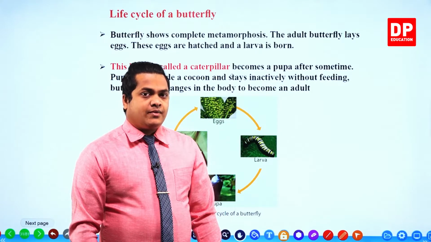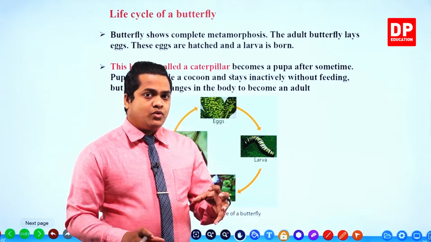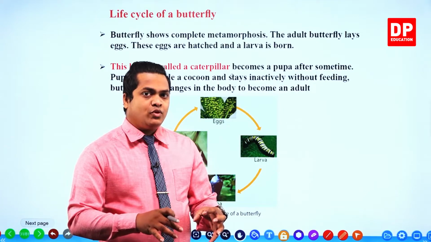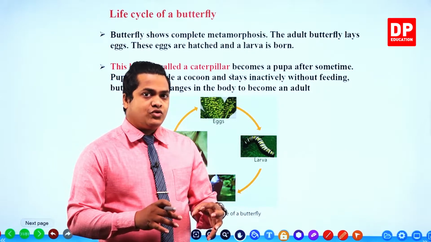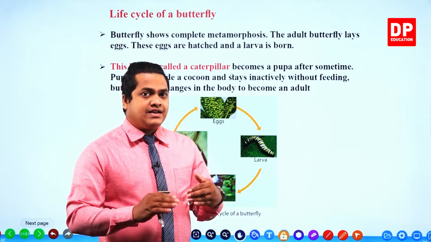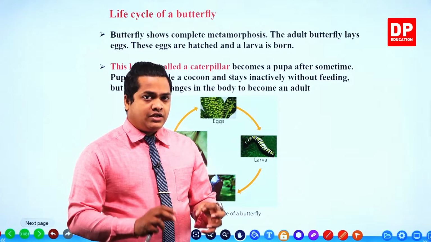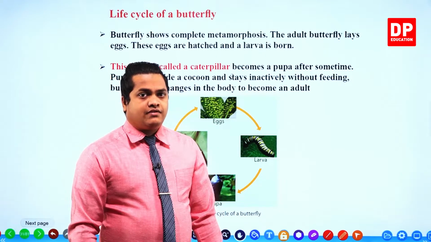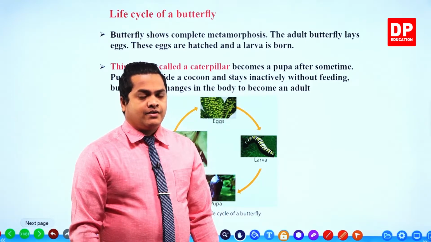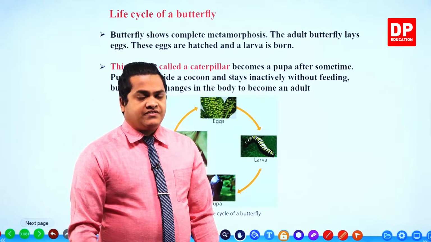Okay, after that, the caterpillar stage cannot be observed. Within the pupal stage, the organism who is living inside the cocoon is getting changed dramatically, and it's going to change into an adult butterfly gradually. Okay, so that's how the life cycle of the butterfly is going to work.